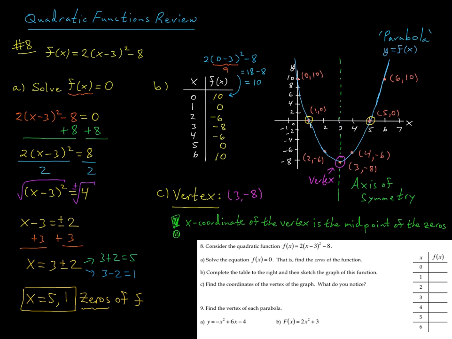So make a little comment here. Say the x-coordinate of the vertex is the midpoint of the zeros. It's right smack dab in the middle. You could also say it's the average of the zeros. If I take the numbers 1 and 5 and average them, 1 plus 5 is 6. If I divide that by 2, I get 3, which is the x-coordinate of the vertex.